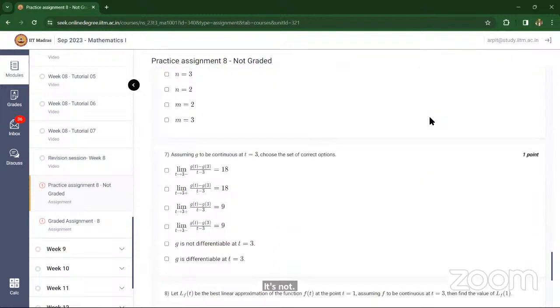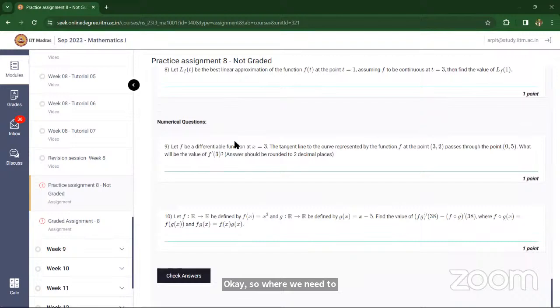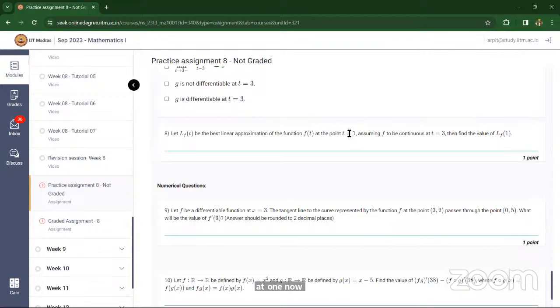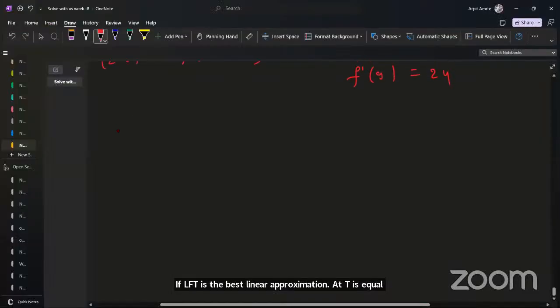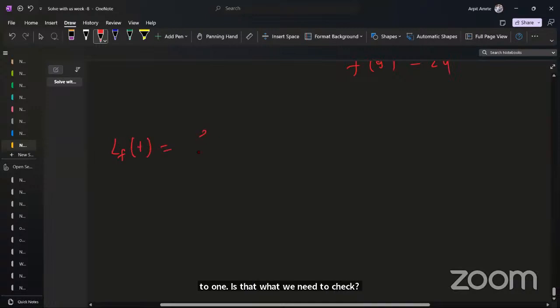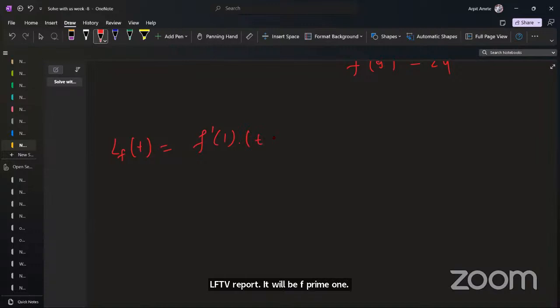So where do we need to calculate? We need to calculate at t equals 1 now. We need to calculate f prime of 1. If L(t) is the best linear approximation at t equals 1, then L(t) will be f prime(1) times (t minus 1) plus f(1). That will become your best linear approximation at t equals 1, right? Now, just find the value of f prime.